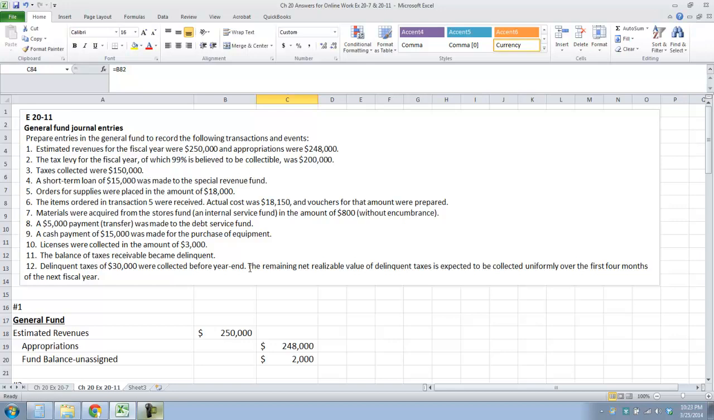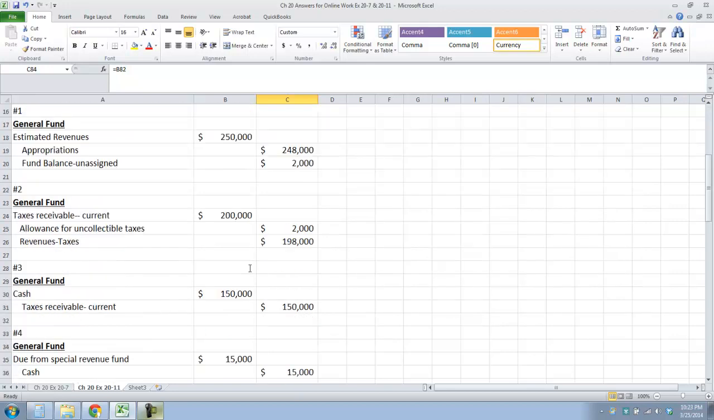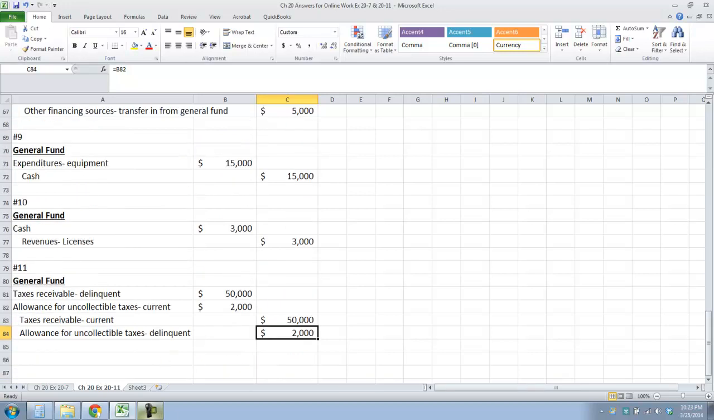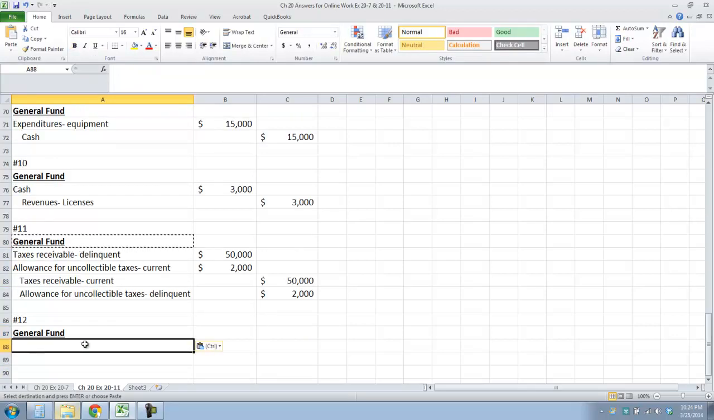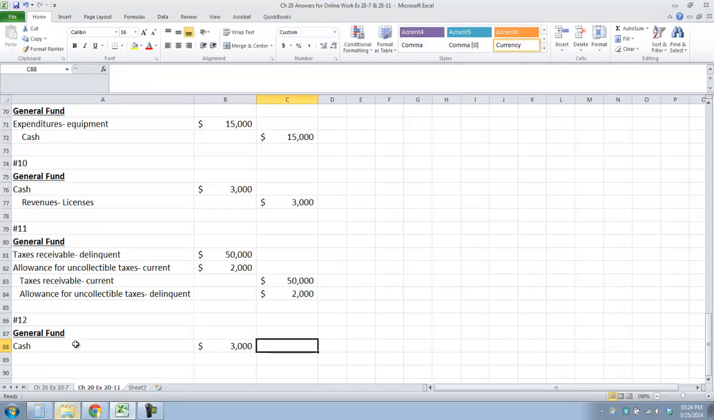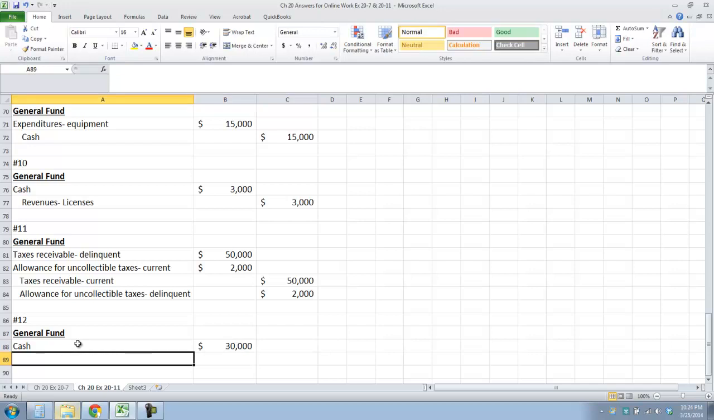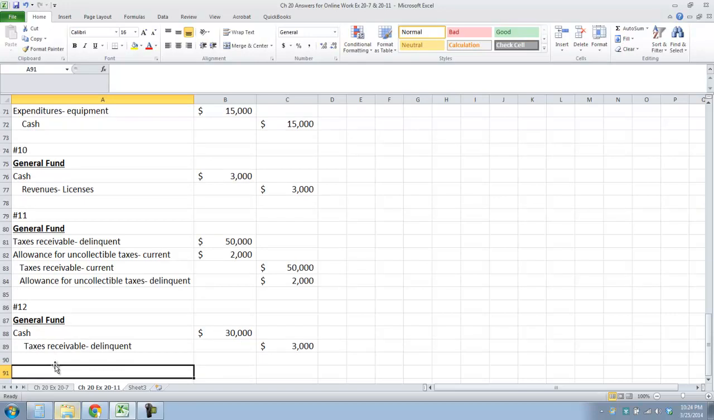And number 12 says delinquent taxes of $30,000 were collected before the year end. The remaining net realizable value of the delinquent taxes is expected to be collected uniformly over the first 4 months of the next fiscal year. So number 12. Now we're going to collect the $30,000. So cash, $30,000. And then we would reduce the taxes receivable, delinquent. And then the remaining amount would not be able to be revenues.